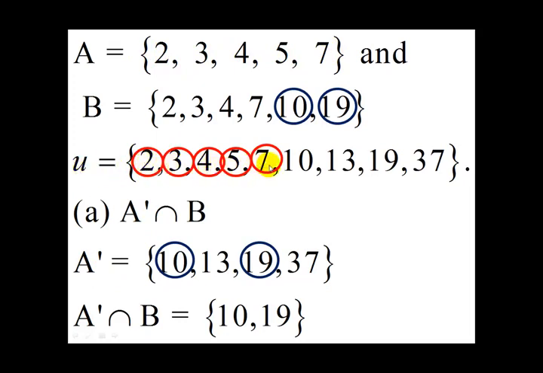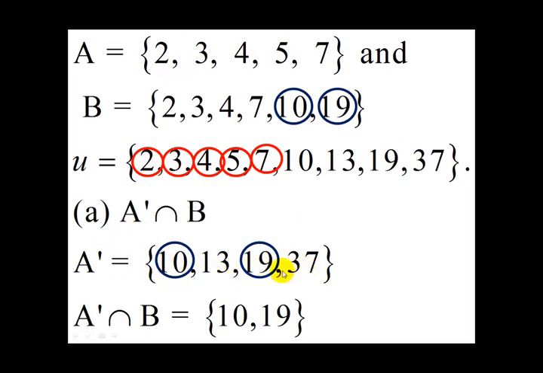However, there are some elements in U which cannot be found in A. And the elements are 10, 13, 19, and 37. And so A complement is equal to 10, 13, 19, and 37. These are the elements that can be found in the universal set, but cannot be found in the set A. That is what we mean by the complement of A. So A complement equals 10, 13, 19, and 37.